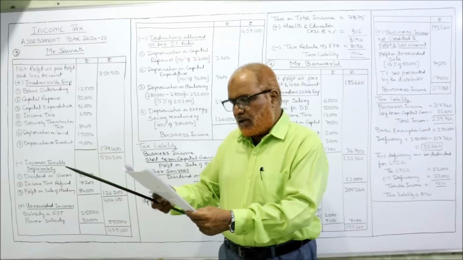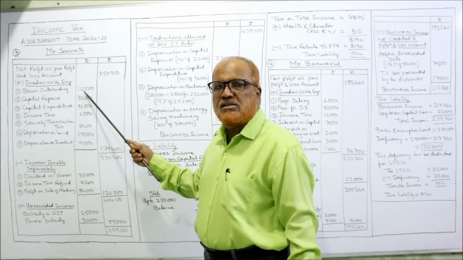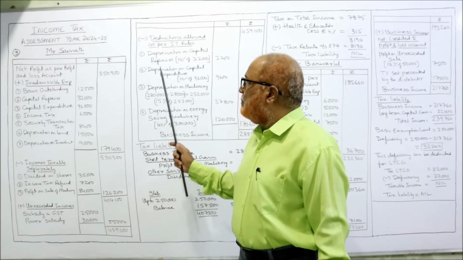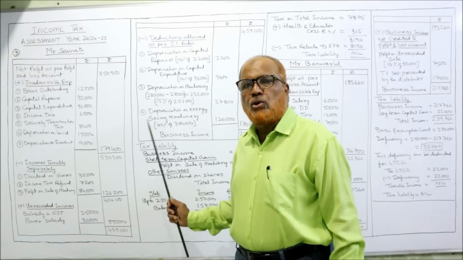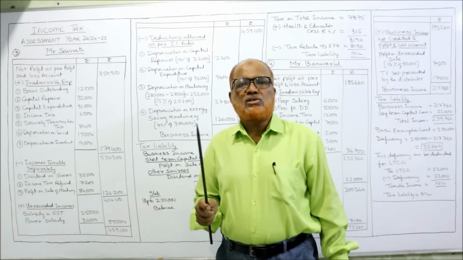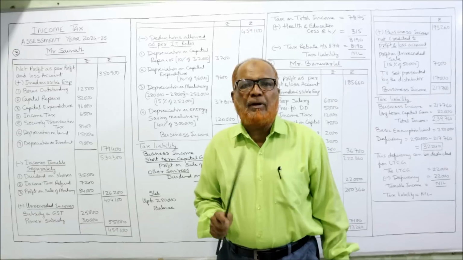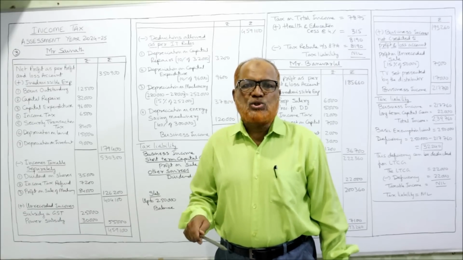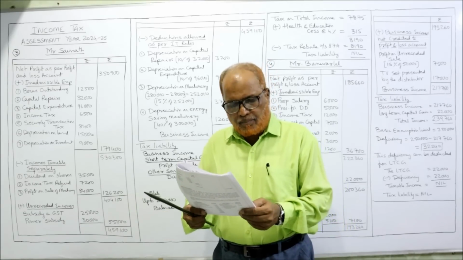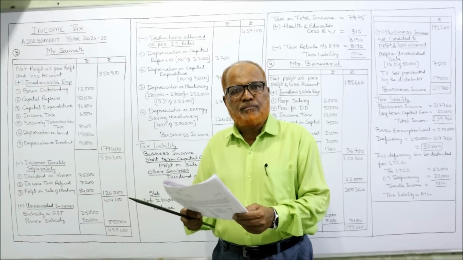So outstanding bonus 12,500 disallowed. After completing the solution, below this solution, you should write a working note. In the working note, you should say bonus will be allowed only on payment basis. If it is outstanding, bonus is not allowed. Then perquisites, it will be allowed.